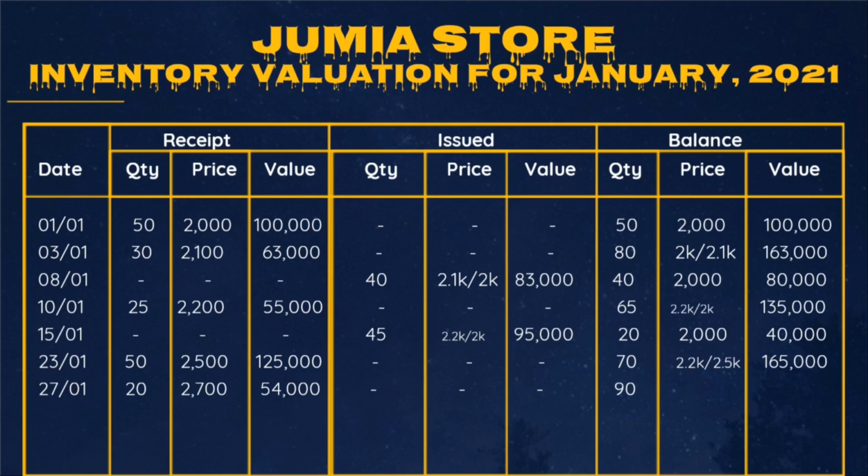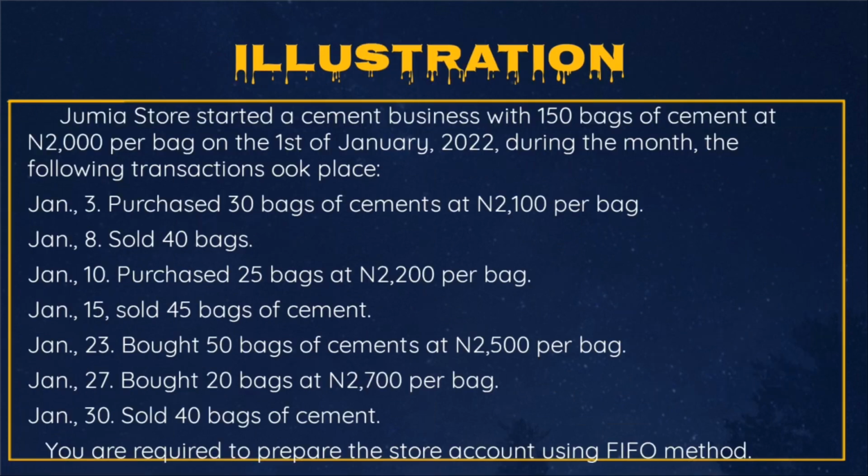So the price of the one in the store before is 2,200, 2,500. Now this one is 2,700. So the price of that 90 will be 2,200, 2,500, and 2,700. Why the value will be 165,000 is what you have in the store before. Now we are receiving items worth 54,000 naira. 165,000 naira plus 54,000 naira, that will be 219,000 naira.